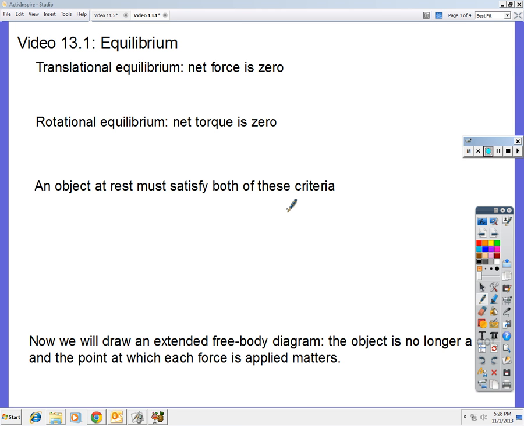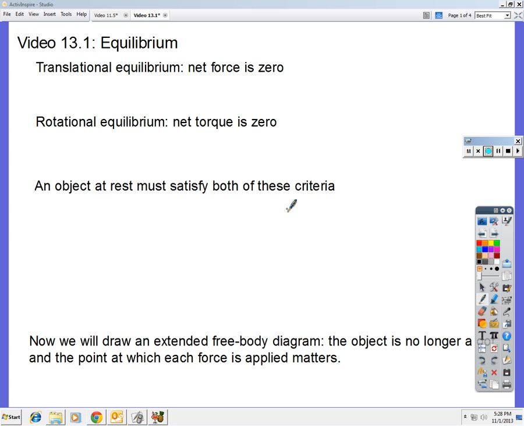This is really the only video that corresponds to chapter 13. And yes, chapter 13 goes better with chapter 11 than it does with 12. And we're really only doing about half of chapter 13. And it's one major idea, equilibrium. The idea that when things are not moving, and there are two kinds of equilibrium.